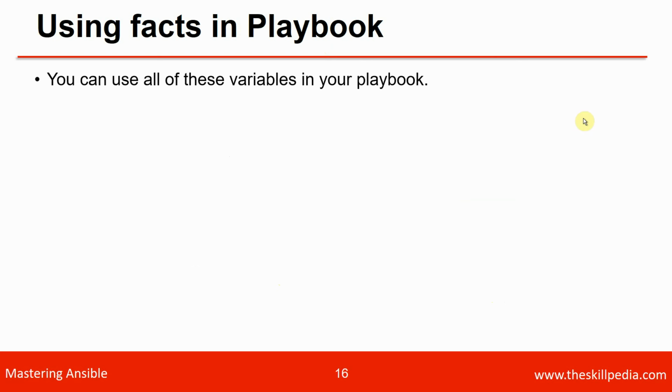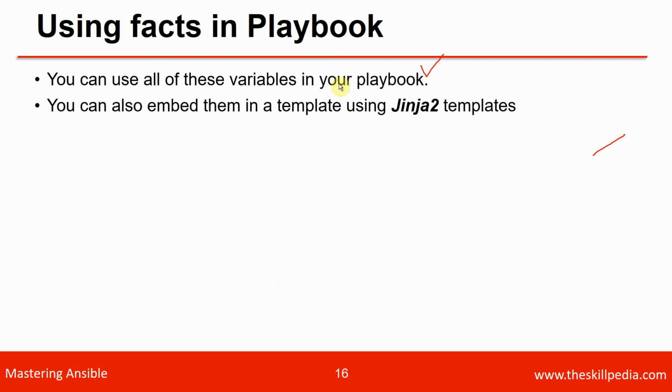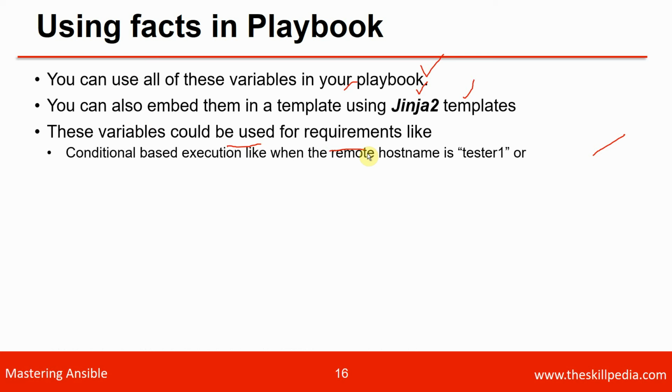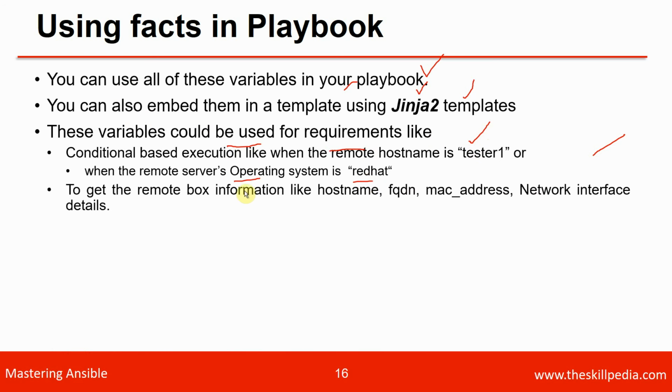How do we use facts in the playbook? You can use all these variables in your playbooks. You can also embed them in the template using the Jinja 2 templating engine, as we discussed in the previous lecture on the templating concept. These variables could be used for requirements like conditional execution. As an example, when the remote hostname is tester1, do this. When the remote server's operating system is Red Hat, do that. You can get remote box information like host name, fully qualified domain name, MAC address, network interface details, etc., and then use them in the playbook wisely.